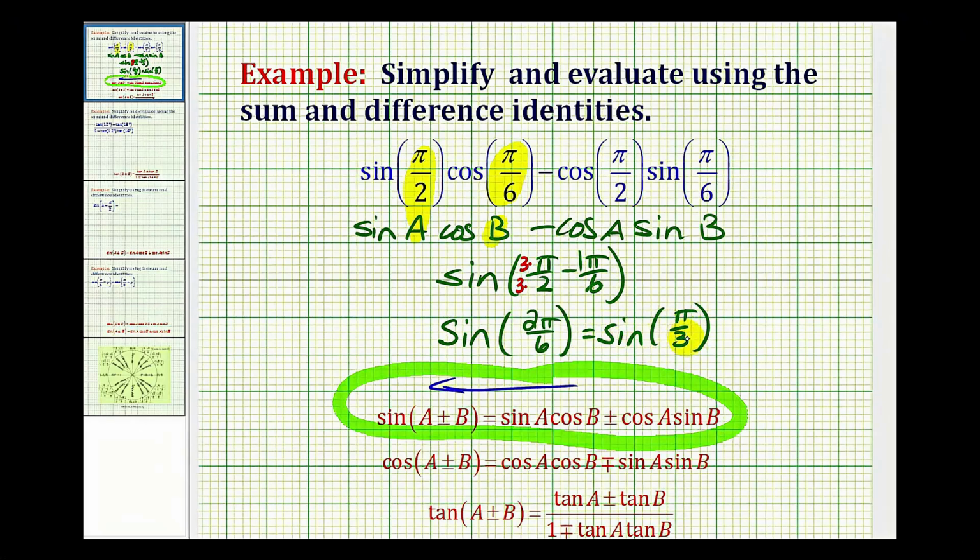Well, pi over 3 is one of those nice reference angles. That's equal to 60 degrees. So if we sketch a 30, 60, 90 triangle, hopefully you're familiar with the relationship among the three sides. We can label the short leg 1, the hypotenuse 2, and the longer leg square root 3. So the sine of pi over 3 radians, or 60 degrees, would be equal to square root 3 over 2. So this expression simplifies to the sine of pi over 3, which is equal to the square root of 3 over 2. Let's take a look at another example.